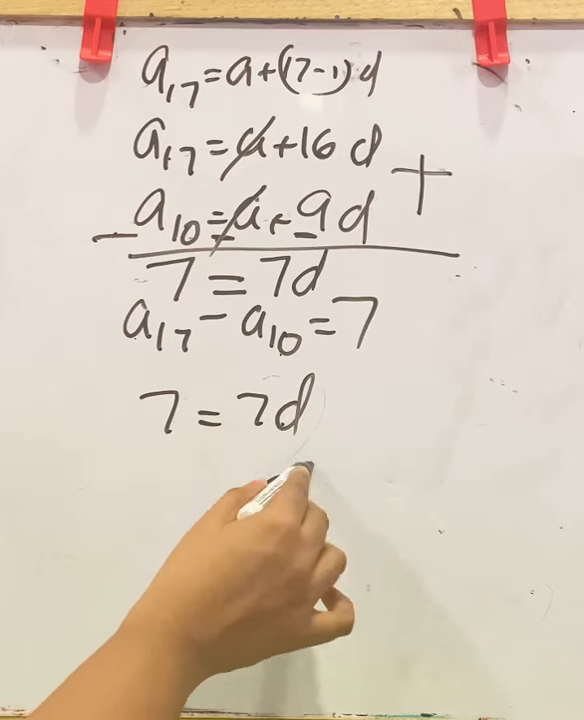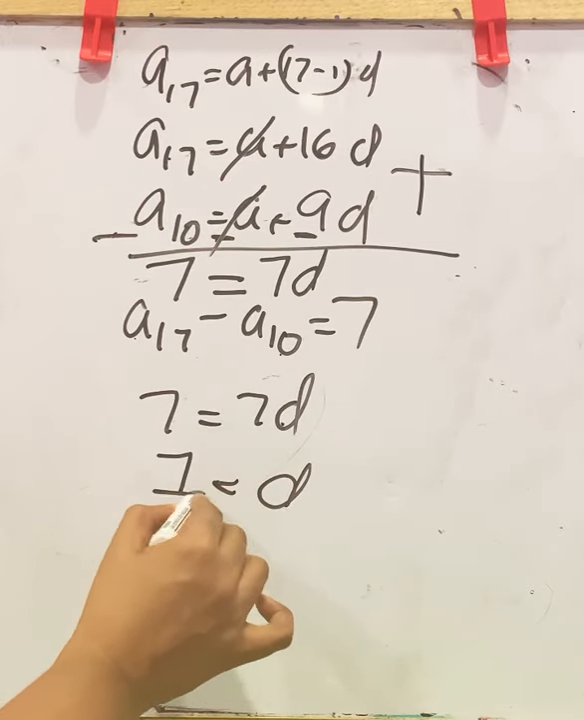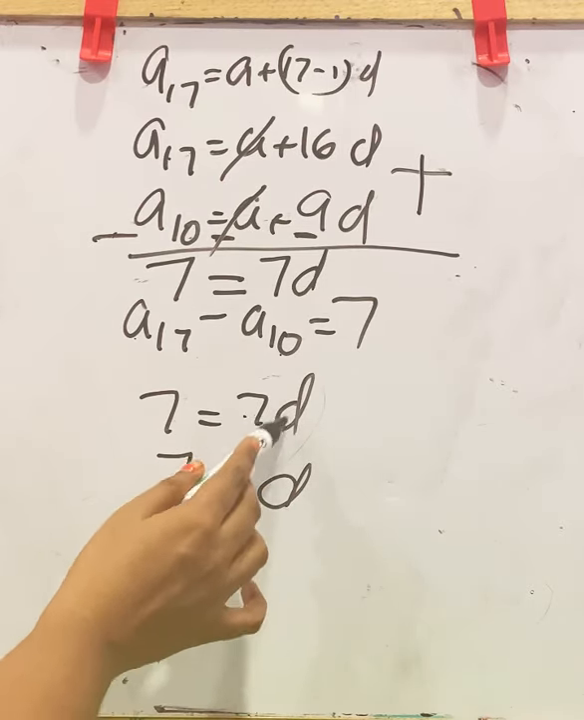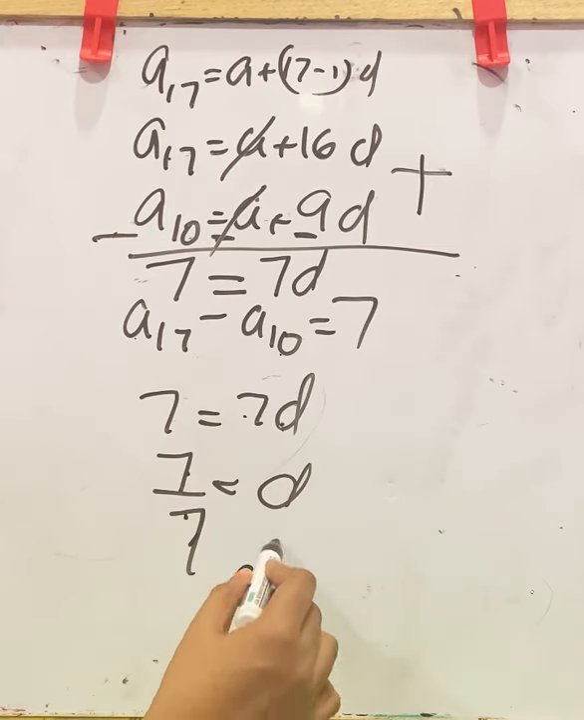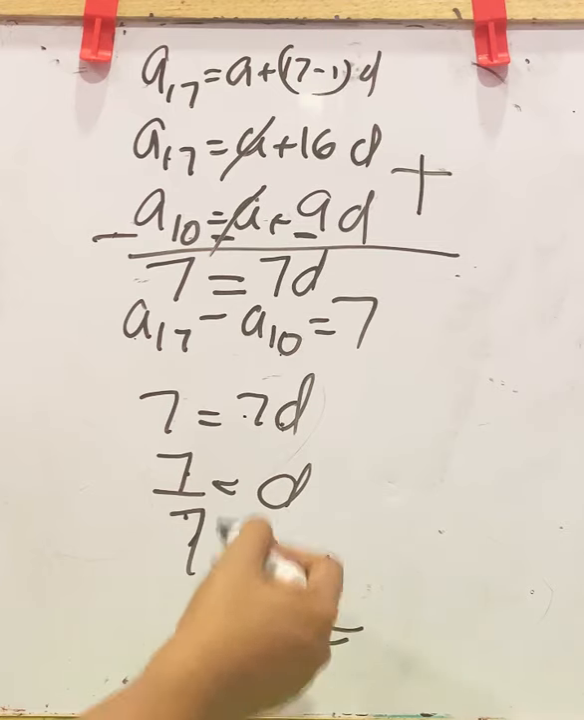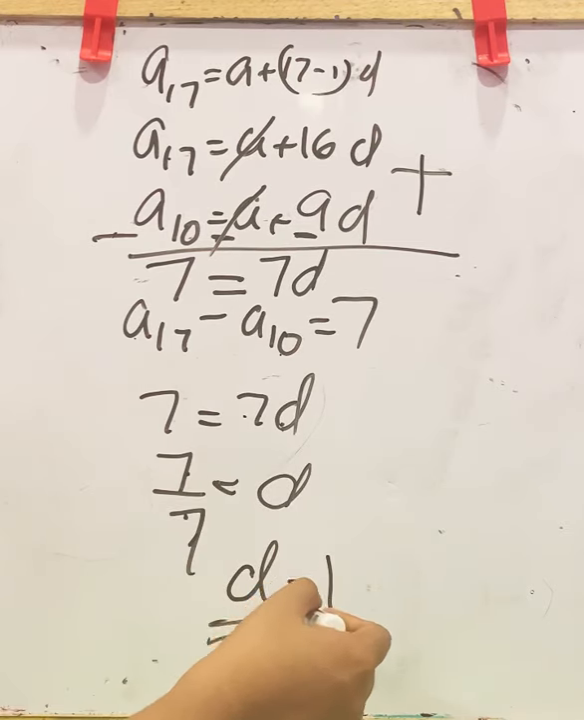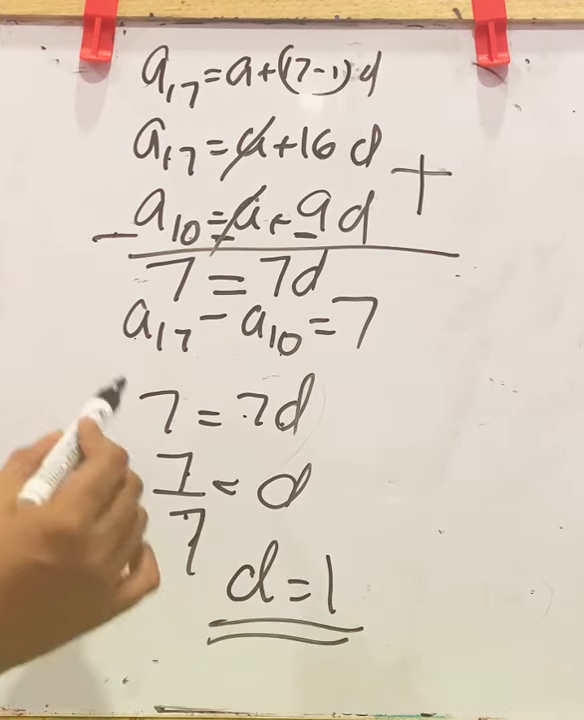Now keep the D here. Take 7 to the other side. It goes to the denominator. Here it was multiplication, so here it will be division. 7 divided by 7 is 1. That is, the value of D is 1. It was asked in the question to find the common difference. We found the difference, that is 1.